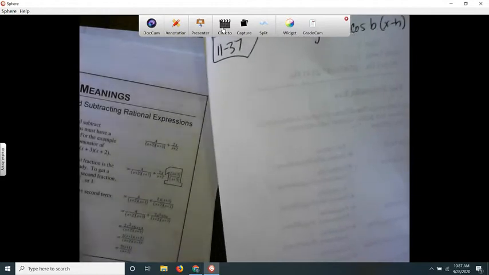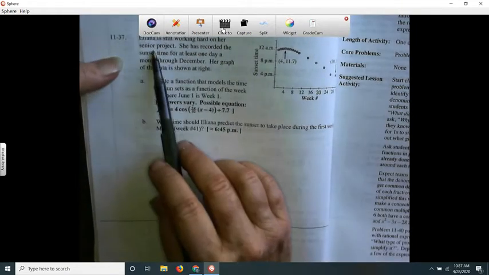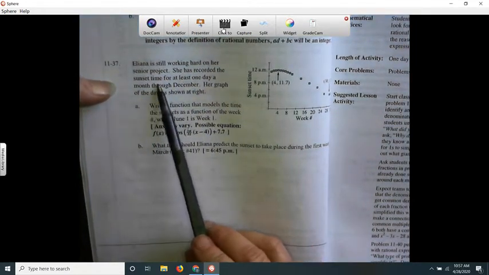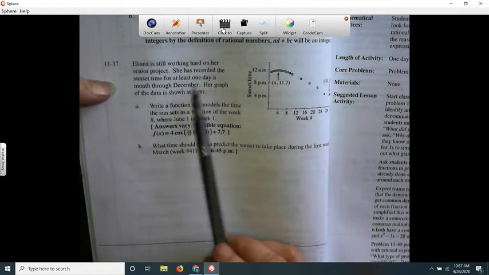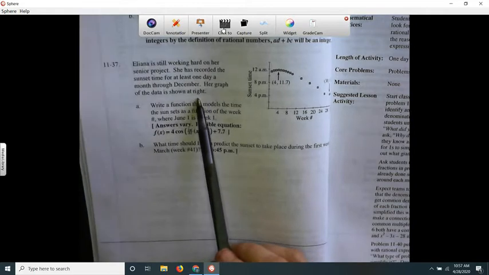Here's Integrated 3, problem 11-37. And I'm turning to it right now. And it says, Eliana is still working hard on her senior project. She has recorded the sunset time for at least one day a month through December. Her graph of the data is shown at right.